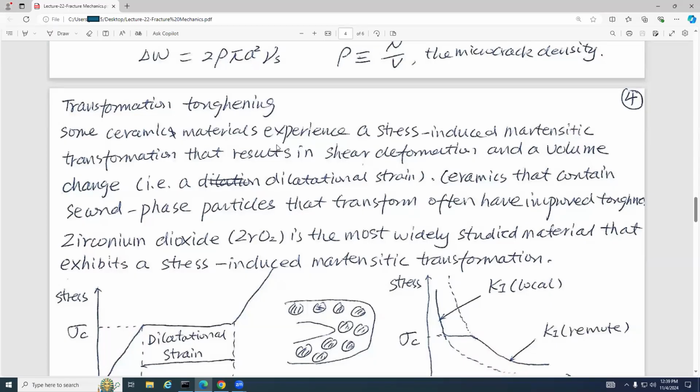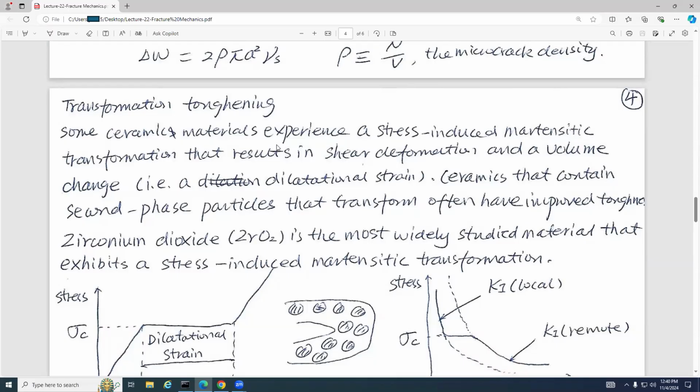Ceramics experience dilatational strain, which means expansion. Ceramics that contain a second phase particle, a phase that is not from the parent material, that transforms can often have improved toughness. One example is zirconium dioxide, the most widely studied material that exhibits a stress-induced martensitic transformation.